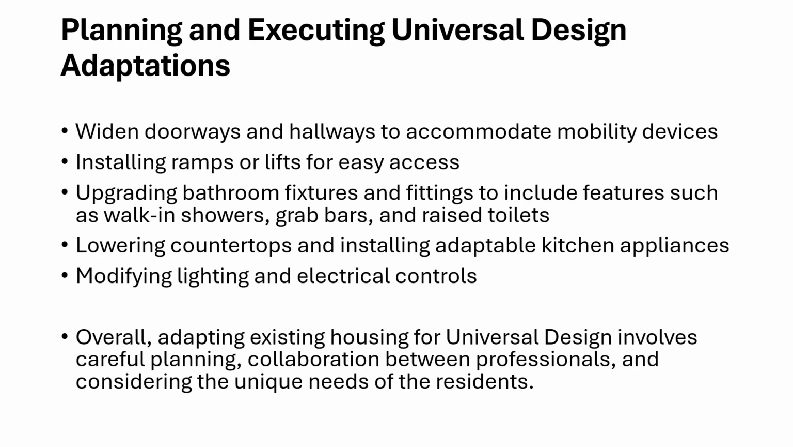Planning and executing UD adaptations. So these are some of the main ones that you want to look at. You want to widen your doorways and hallways to accommodate any type of mobility device, including something that people often don't think about. Oh, I won't need that. What if you have a heart attack inside your place somewhere and they cannot get a hospital stretcher in and the EMT services to help you? That can become a very scary situation.